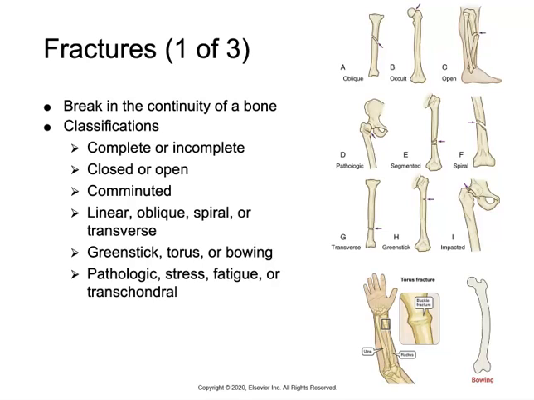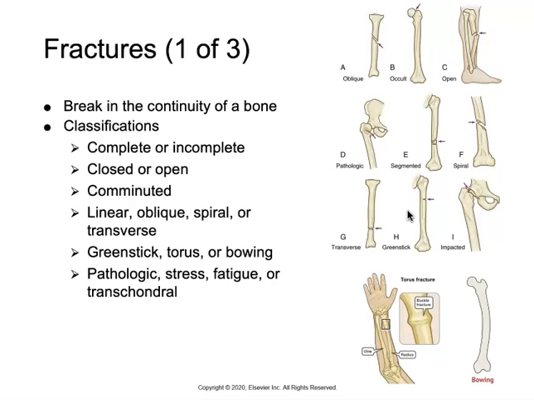So when we say we have a fracture, it's a break in the continuity of the bone. And we can classify it in several different ways, such as complete or incomplete. In that terminology, we're really talking about if that break went all the way through the bone. So for instance, this one over here would be a complete, whereas something like a green stick fracture, like we see over here, is only partially through the bone. So that would be an incomplete fracture.